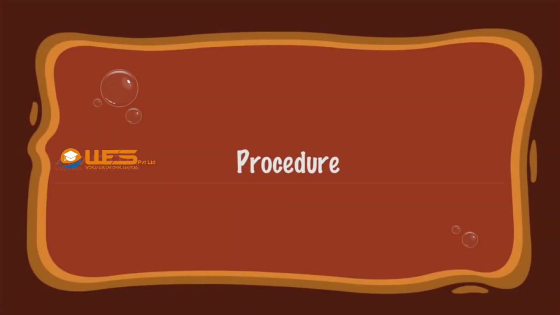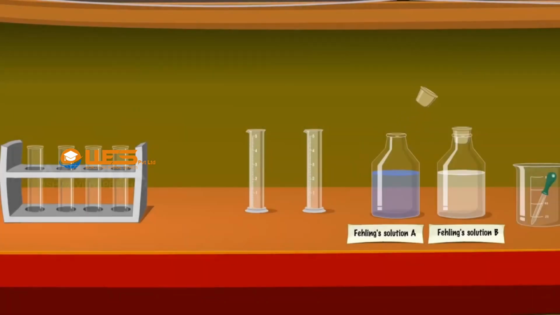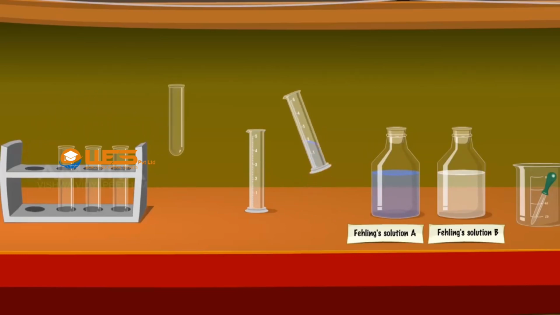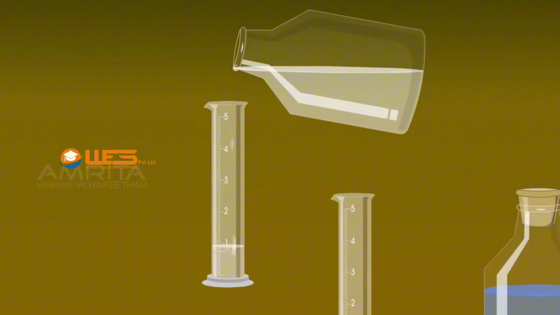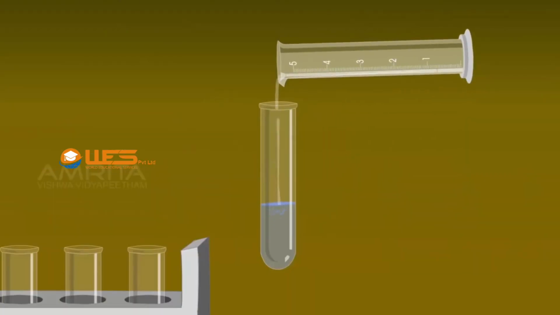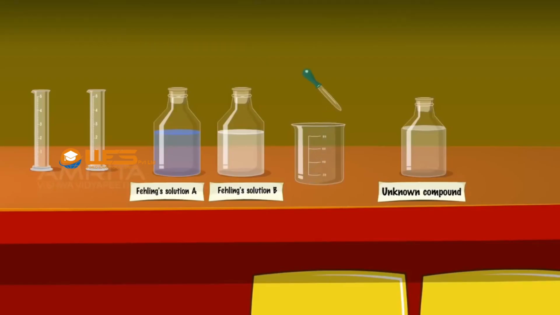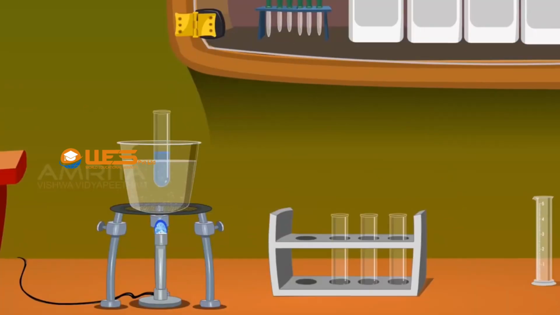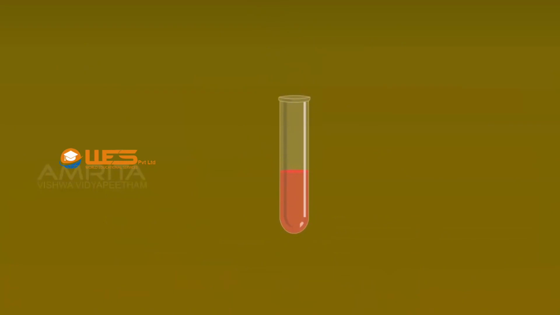Fehling's test. Procedure. Take 1 ml of Fehling's solution A in a measuring jar. Pour it into the test tube. Take 1 ml of Fehling's solution B in a measuring jar. Add it to the test tube. Add 4 to 5 drops of the given solution into the test tube using a dropper. Warm the test tube in a water bath for 5 minutes. Aldehydes reduce the Cu2+ ions in the test reagent to red precipitate of copper(I) oxide.